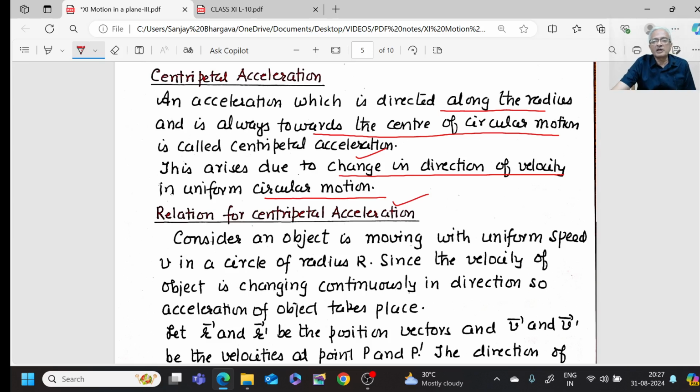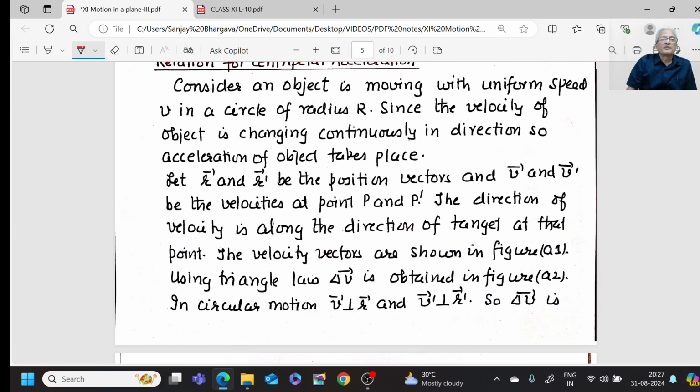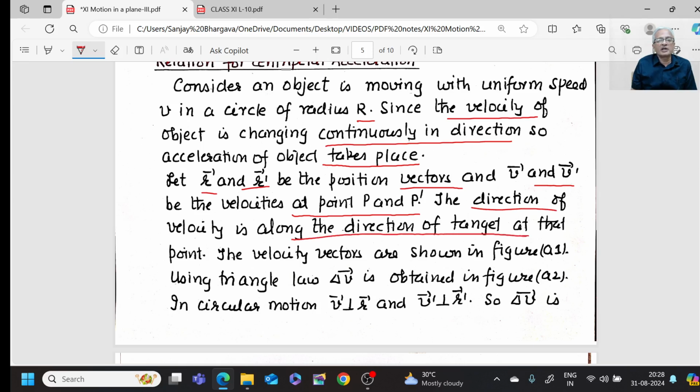We consider an object which is moving with uniform speed v in a circle of radius r. Since the velocity of the object is changing continuously in direction, acceleration of the object takes place. Here r and r dash are the position vectors and v and v dash are the velocities at the points P and P dash. The direction of velocity is always along the tangent at that point. The velocity vectors are shown in figure A1.